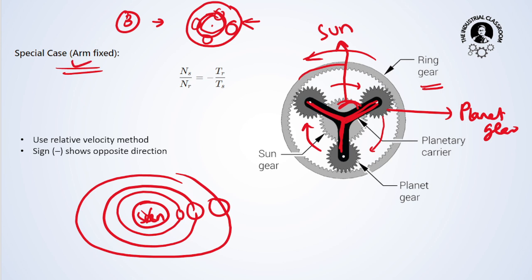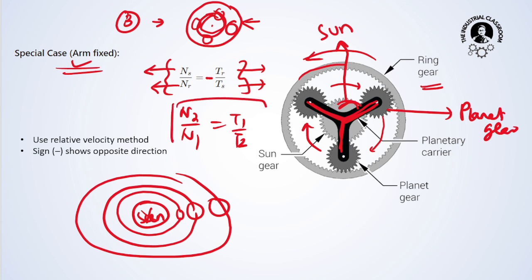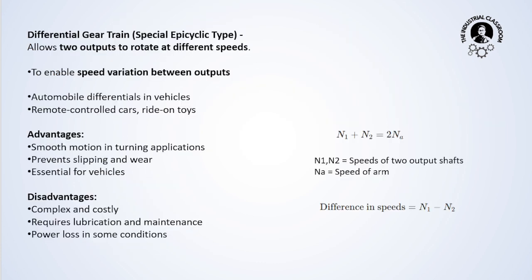So whenever you have a fixed arm, you can say that the rpm of the sun gear divided by the rpm of the ring gear is equal to negative of the number of teeth of the ring gear to the number of teeth of the sun gear. So we have learned this, n2 by n1 is equal to t1 by t2. This is the same formula, where we are replacing 2 with the sun gear, 1 with the ring gear. And remember that this minus sign is to provide the opposite direction.